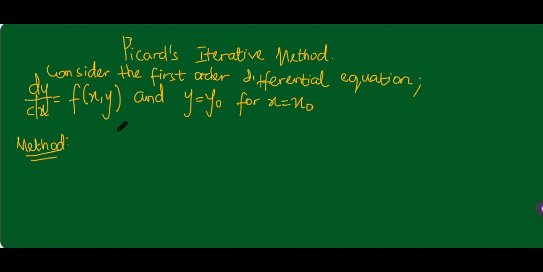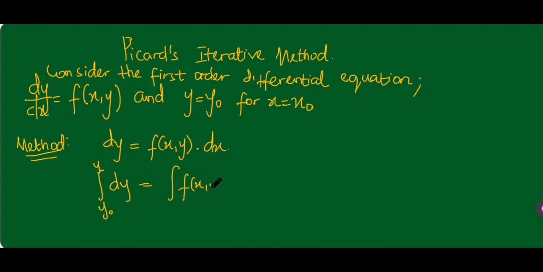If we take the integral of both sides, we write the equation first as dy = f(x, y) dx. Taking the integral of both sides within the stated limits, we have the integral of dy between y0, which is the initial value of y, and y, is equal to the integral of f as a function of x and y with respect to x from x0 to x.